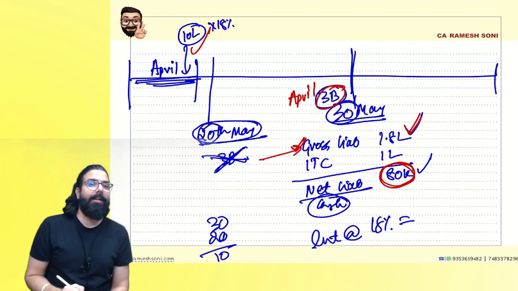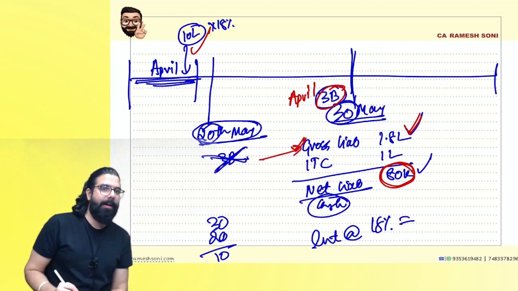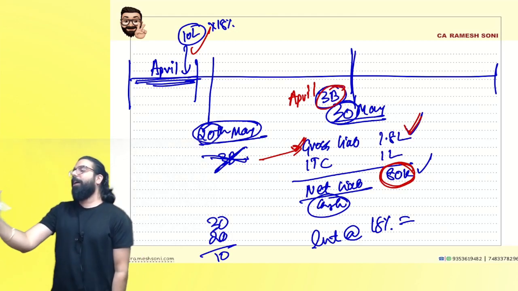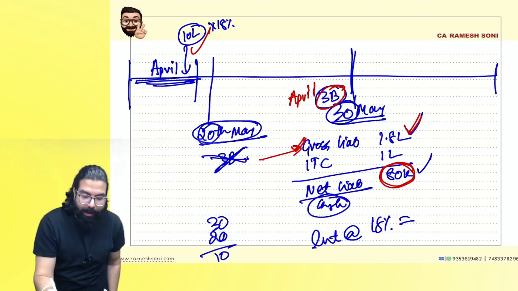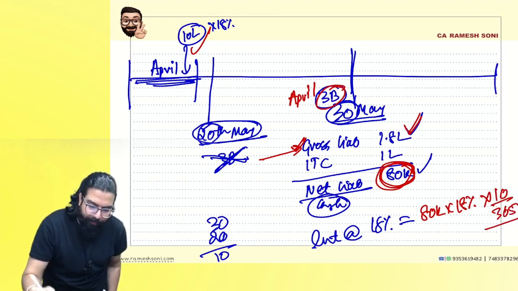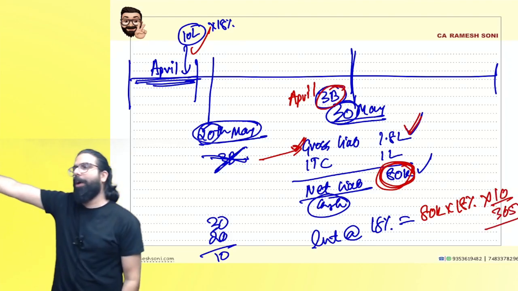Baba, this was April month ka sale only, on which the output tax liability is there. April month ka sale shown in April month ka return only. You will just be liable to pay interest on the net tax liability, 80,000 into how many days delay? 10 divided by 365. Is my point clear to all? Can we go ahead, everyone?